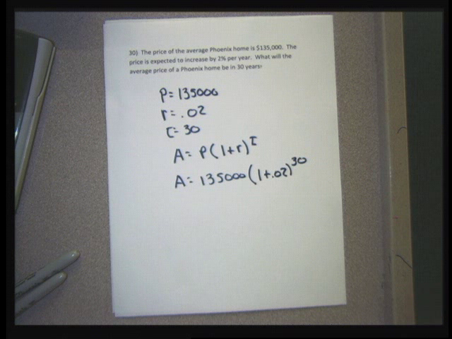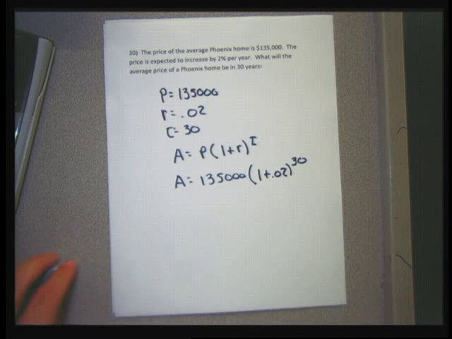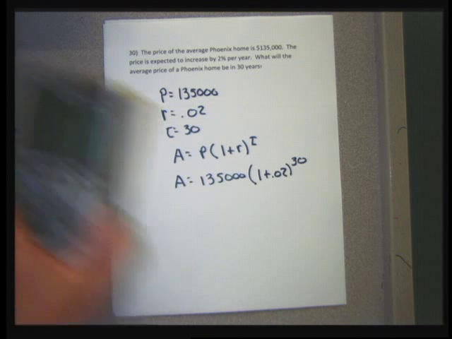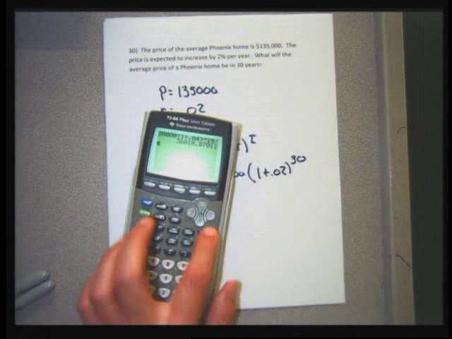It could happen that the prices of Phoenix homes average a 2% increase over the next 30 years, but we don't know that. Well, they've gone down, they've gone up, and so that's just a guesstimate. But that's a reasonable guesstimate. I think historically houses have probably gone up more than that even. Let me just get the answer here.